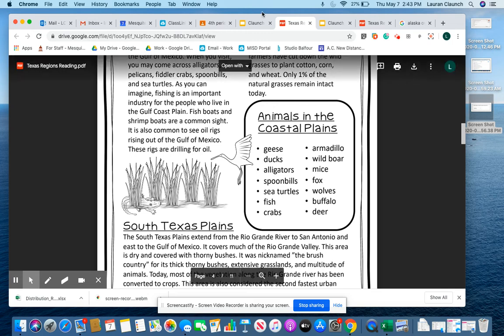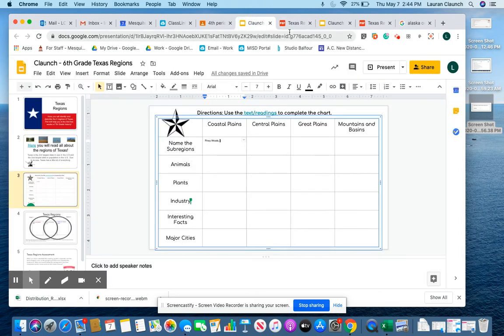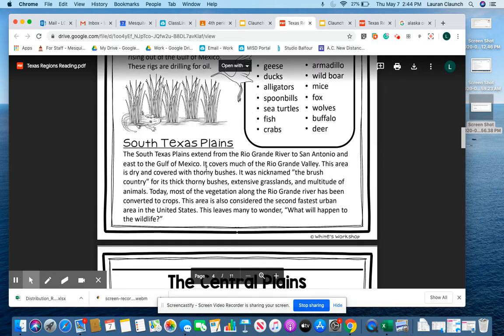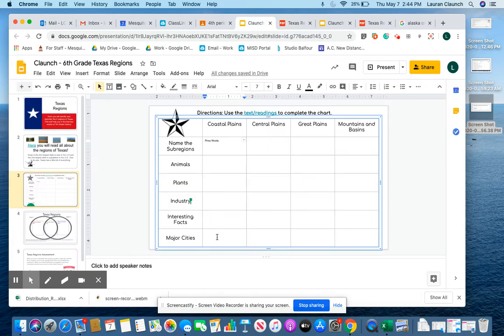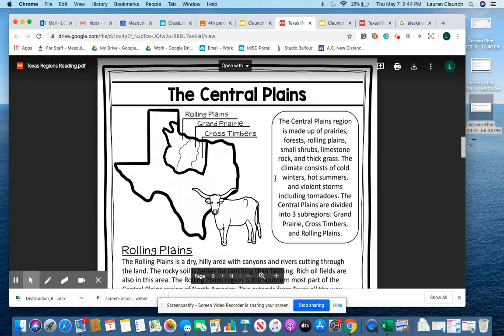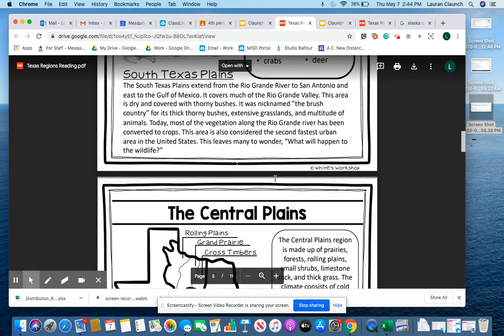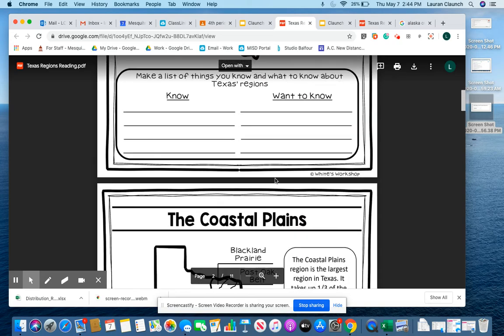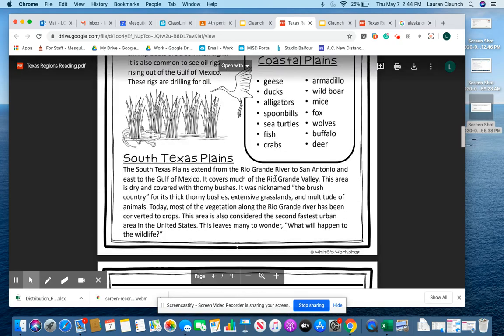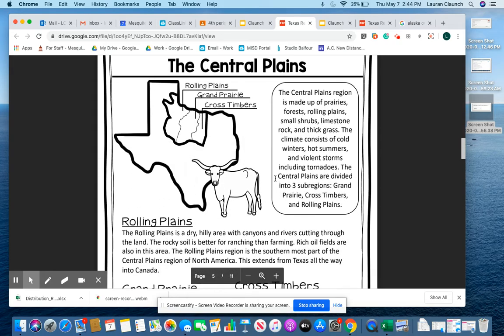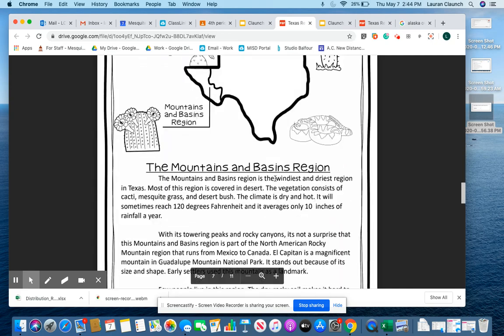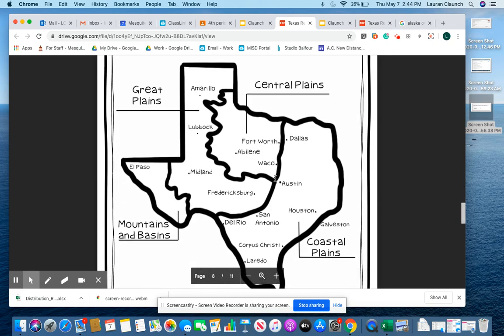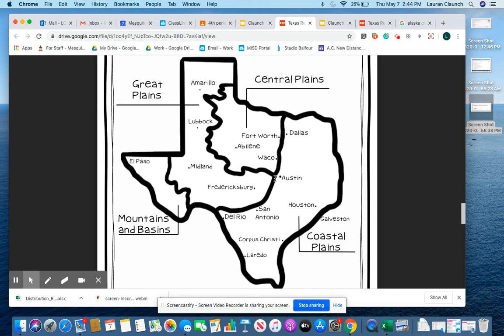So just looking at those, you'll type in the animals. We'll talk about plants, different kinds of plants, put that in there, and so forth. Interesting facts. And then major cities. The major cities, it's not going to be where it separates it. So it says coastal plains here, then it goes to central plains, but it hasn't given you the cities. The cities are all the way at the bottom, and it's just on one page. So maybe leave the cities for the last thing, and you can go in and do it.